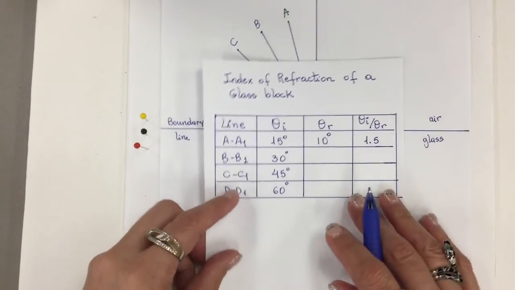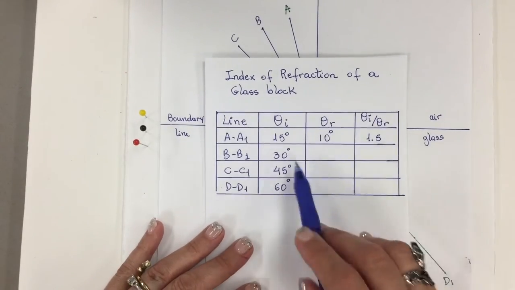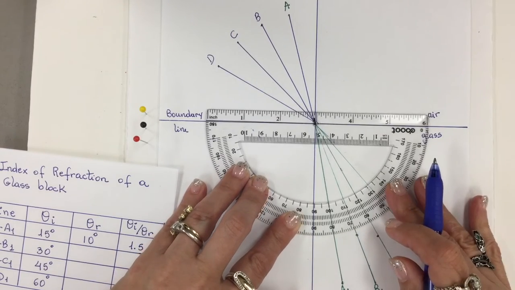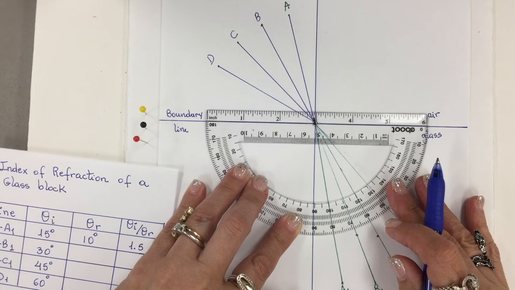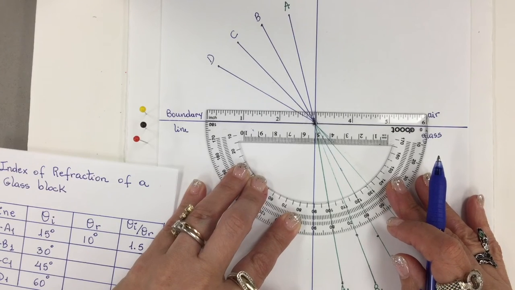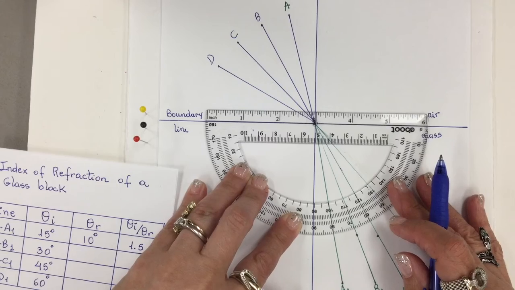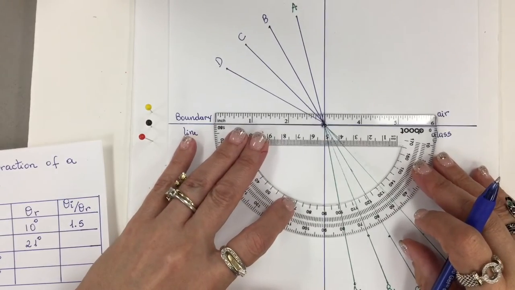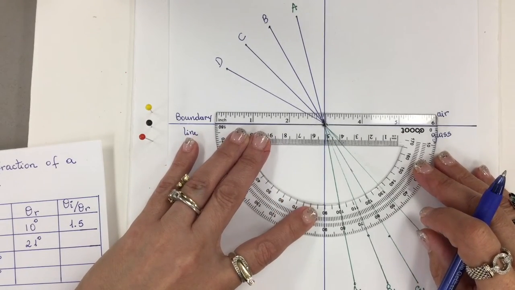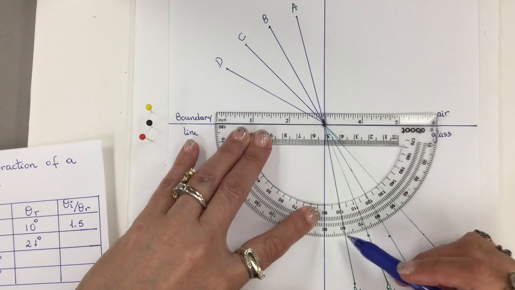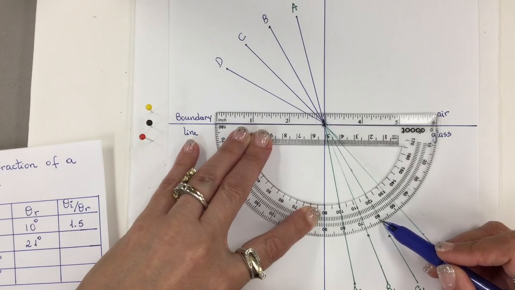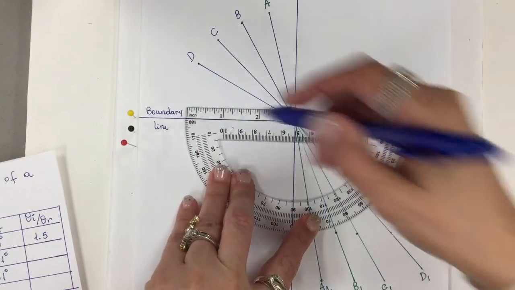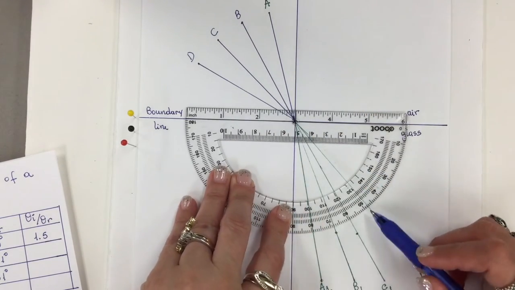So my refracted one I need to measure with a protractor. I did the first one, let me do the second one. So for B1, I see 21 degrees right here. So that's my C1, which is 31. Now for 60 degrees, which is my D, I'm right here on 52.